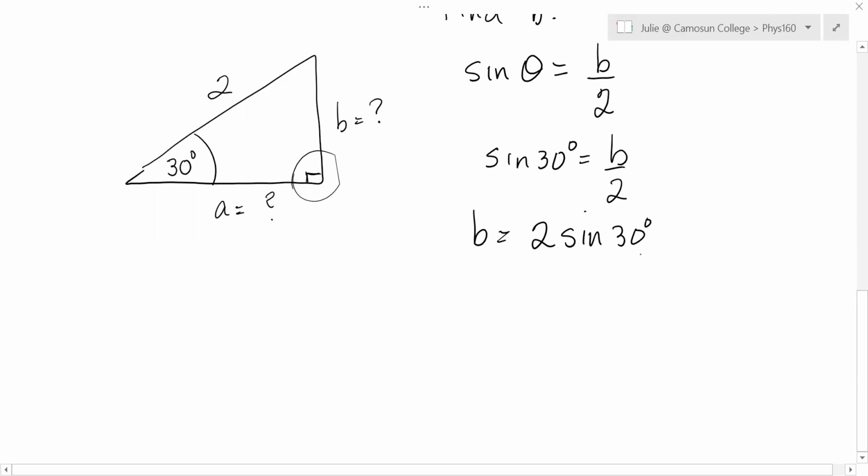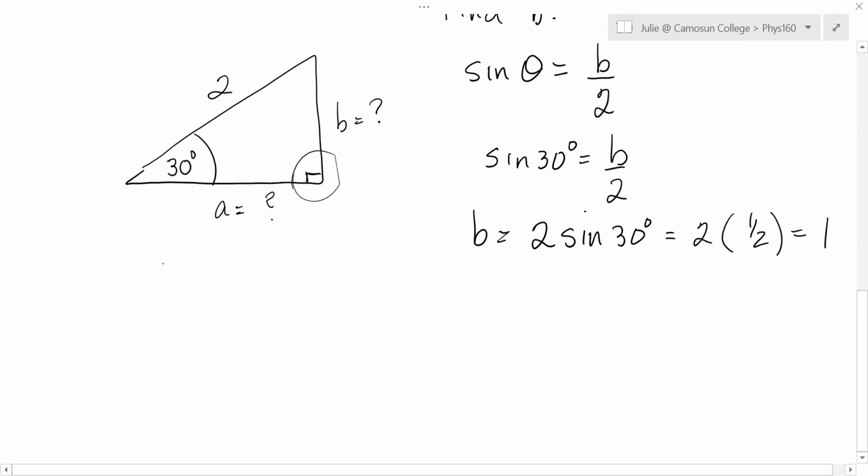So make sure on your calculator that you can get the sine of 30 degrees. I put a couple of videos up on D2L that will allow you to work with sine, cosine, and tangent on your calculators. So if you need to look at that, go ahead and look at that. But the sine of 30 degrees is 1/2. So this would be 2 times 1/2, or 1.